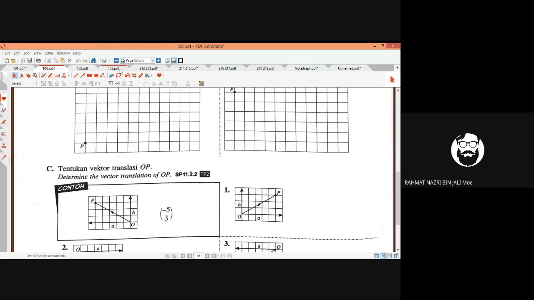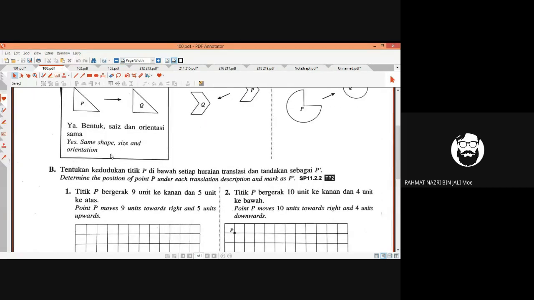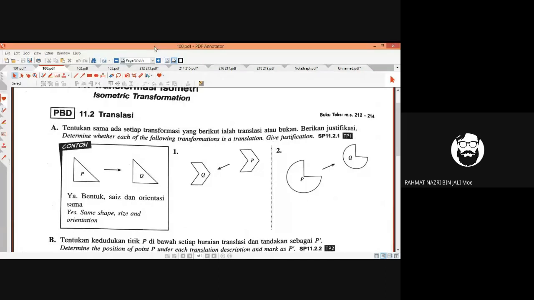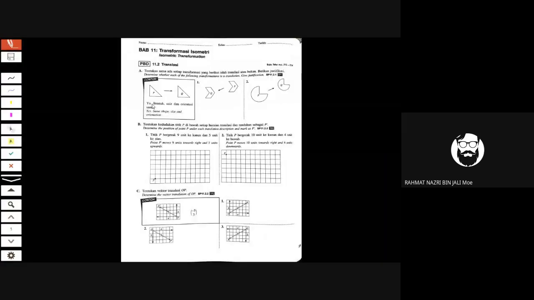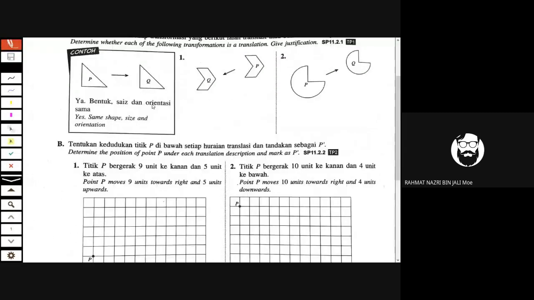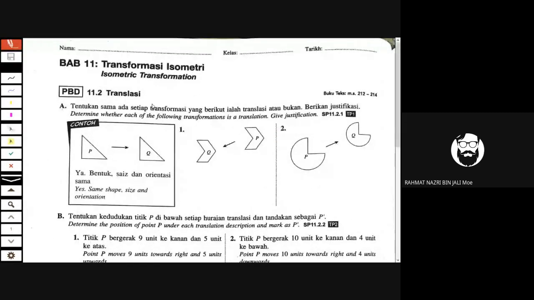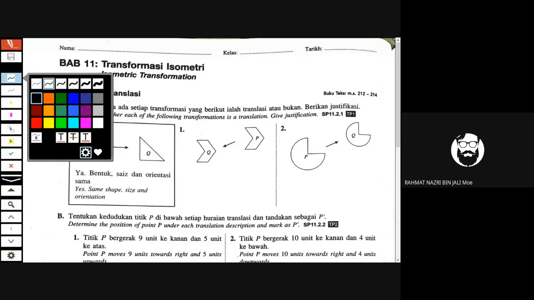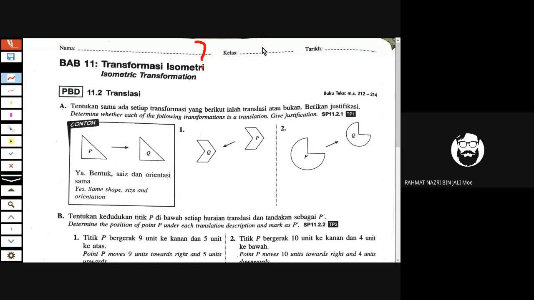Lupa, saya salah susun tadi. Muka surat 100 patutnya kita bermula. Okay, muka surat 100. Tulis nama, tarikh. Muka surat 100. Kalau dapat buat dahulu.